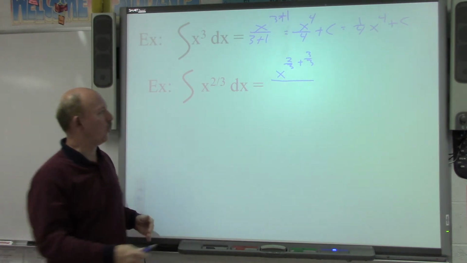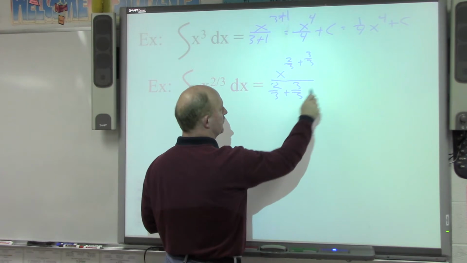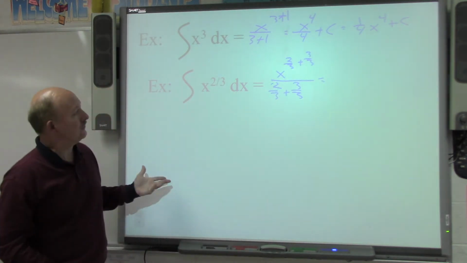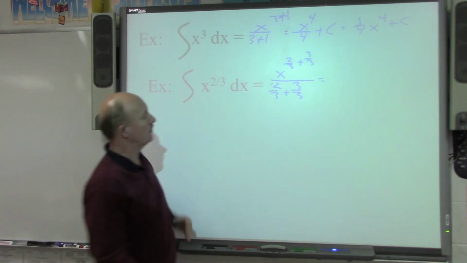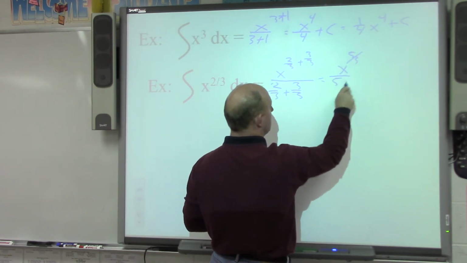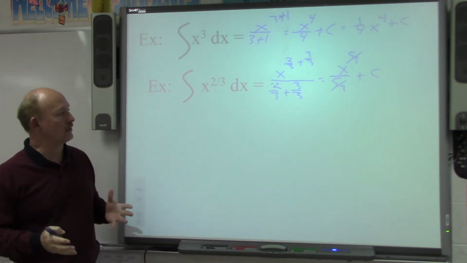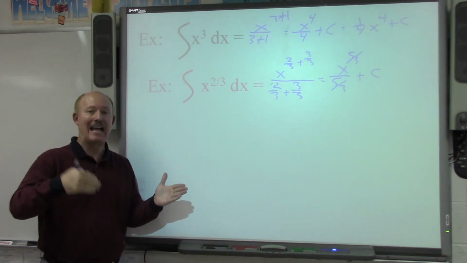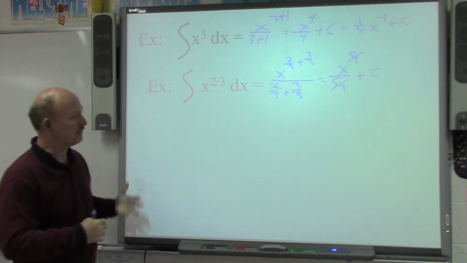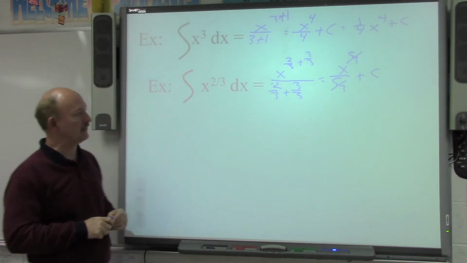3 over 3 is the same thing as 1 divided by 2/3 plus 3 over 3. Now, to simplify this, 2/3 plus 3/3 gives us 5/3. So it'll be x to the 5/3 divided by 5/3, okay, plus our constant of integration. So we've got to remember now, always add the plus c. If you leave that off, it's actually incorrect. So you've got to make sure you add the plus c on.